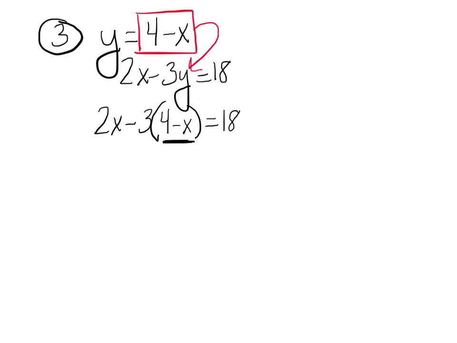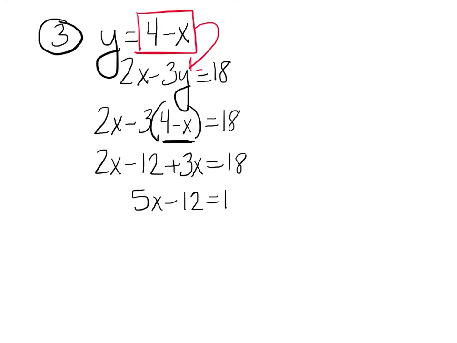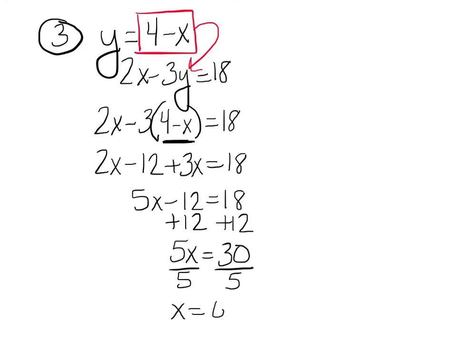So now you solve it. So we distribute. 2x, distribute the negative 3. Negative 12 plus 3x equals 18. 2x plus 3x gives me 5x minus 12 equals 18. Add 12. 5x equals 30. Divide by 5, x equals 6.